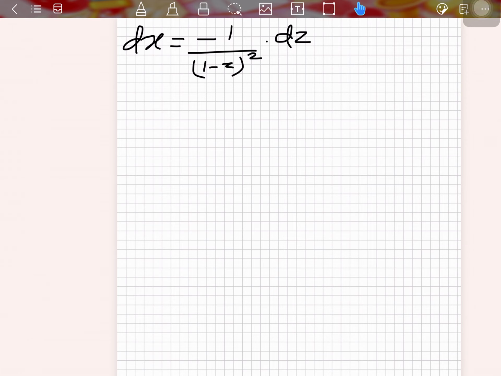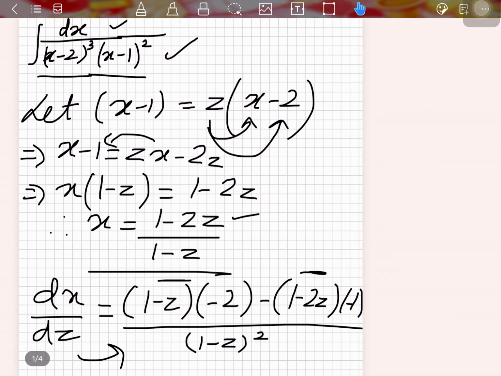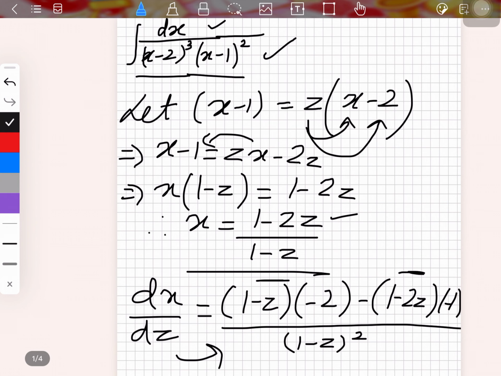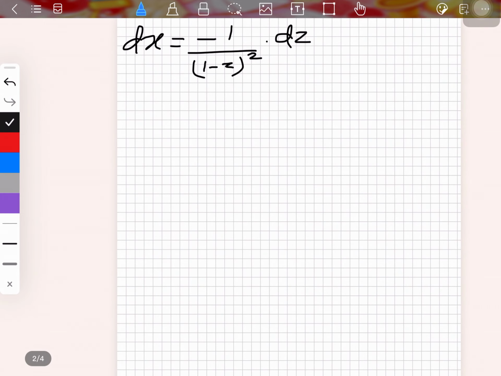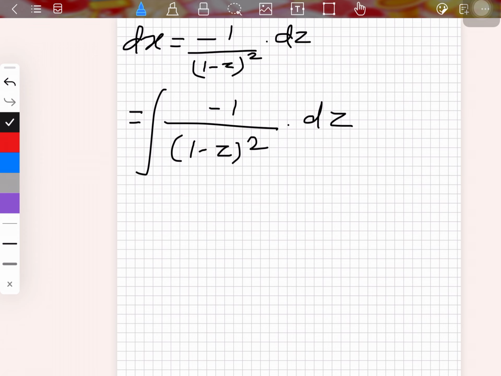So now let's look into the question once again. So this is the question. We have a new value for dx, we have a new value for x as well from here. So what you can do is change the original question into the form where we use the new values. So it is equal to the integration sign. The value of dx would be the one we found just now, and then whole divided by, again, let's express x minus 1 in the value containing z.